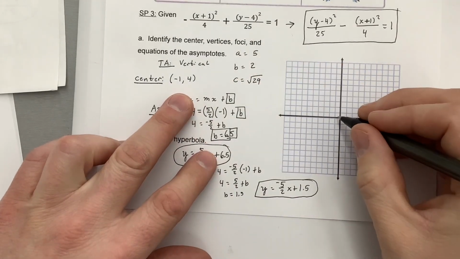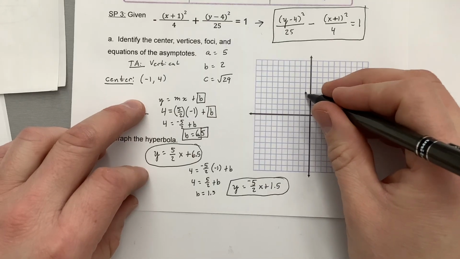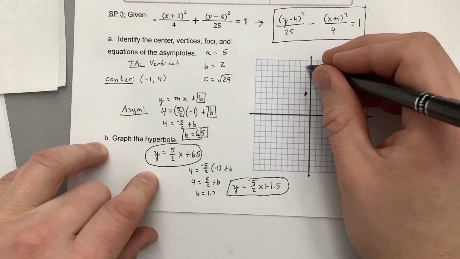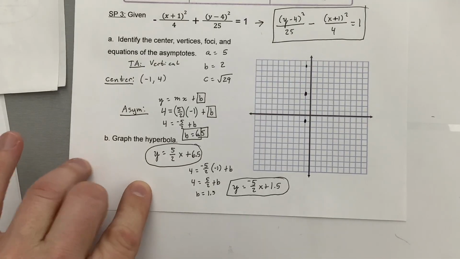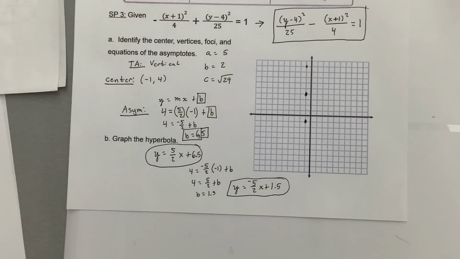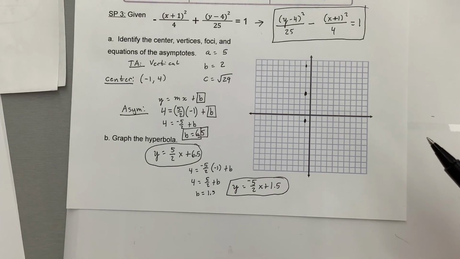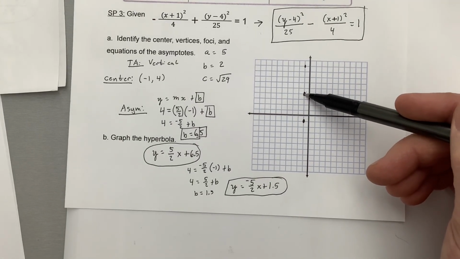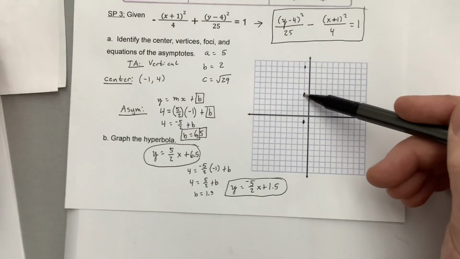So negative 1, 4. Negative 1, then 1, 2, 3, 4. There's our center. Vertices, we're at negative 1, 9 and negative 1, negative 1. There they are. And now the only thing missing from the graph is the asymptotes. We said the asymptote has to go through what? The center point. So if we know where one of the points is, can't we just draw the slope in off of that point? Let's go ahead and do that.